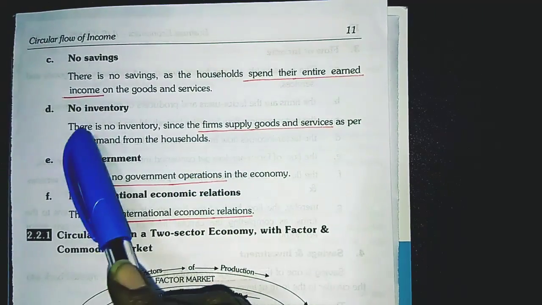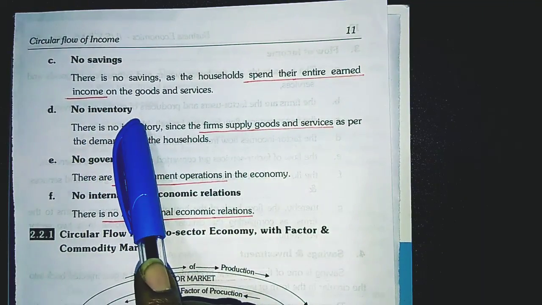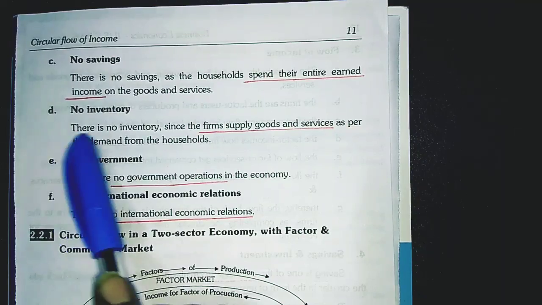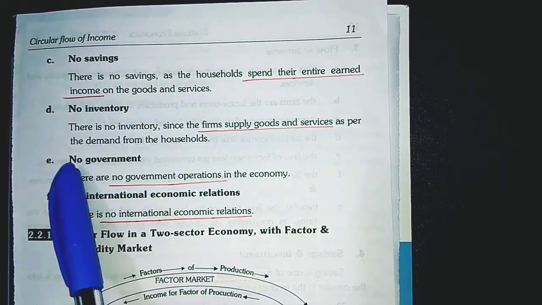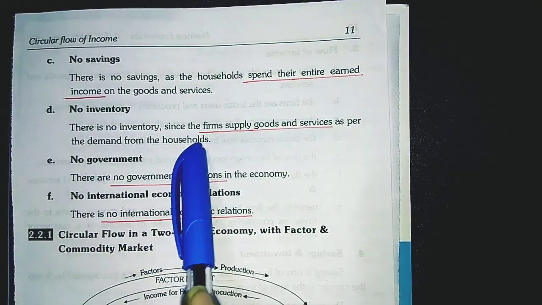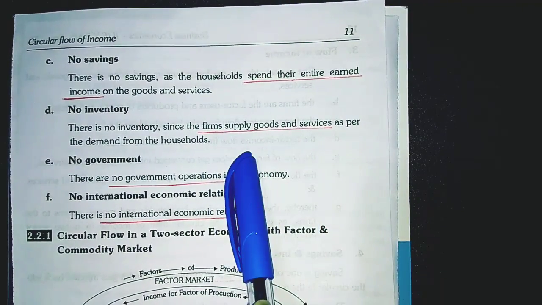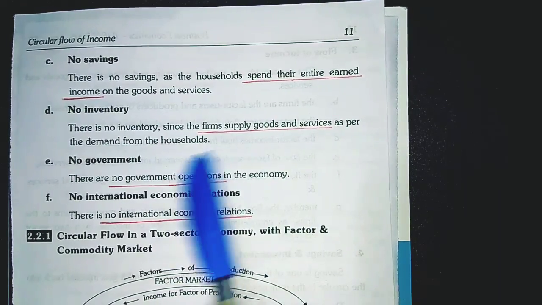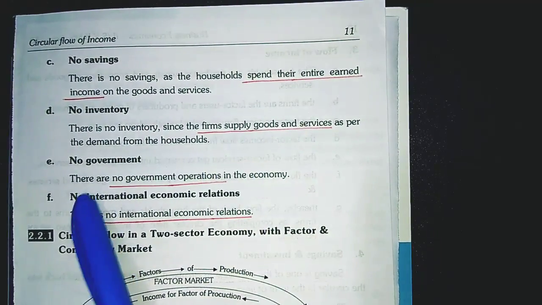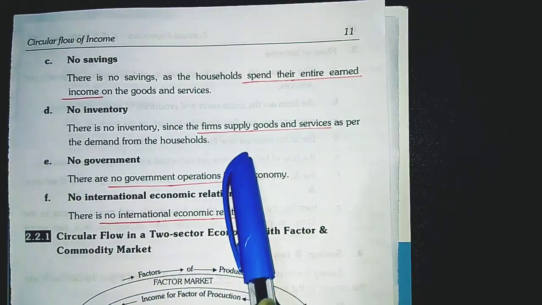Now the next one is no inventory. It means that they do not have any stock, because whatever the firm produces, it supplies all of it to the household.